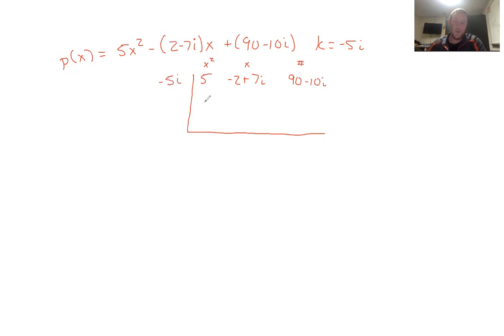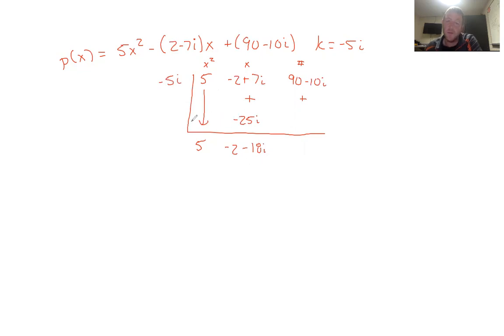All right, so we're going to try to plug this in. So bring down the 5. This is a plus. This is a plus. So 5 times negative 5i is negative 25i. Okay, and now you add. So negative 2. So add this straight down. So negative 2 plus 7i plus negative 25i, you just add these two terms. So it'd be negative 2 minus 18i.